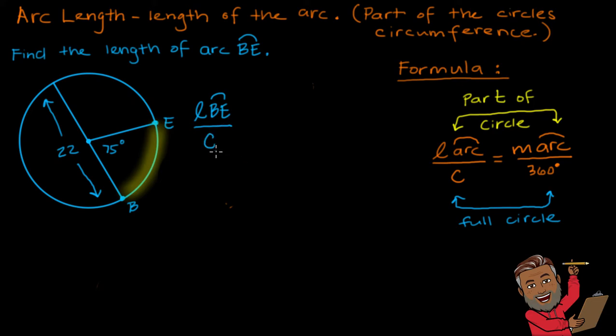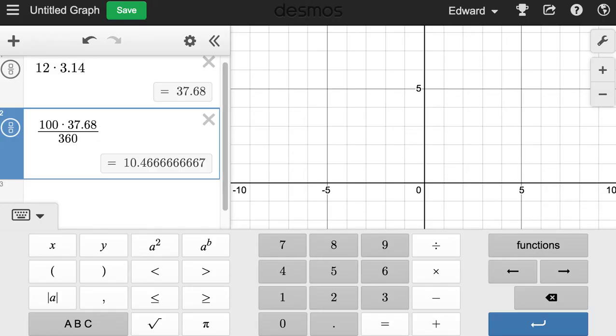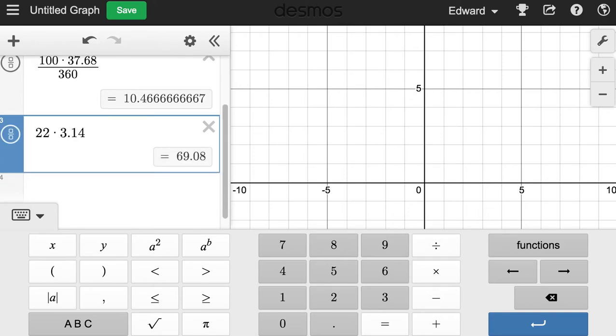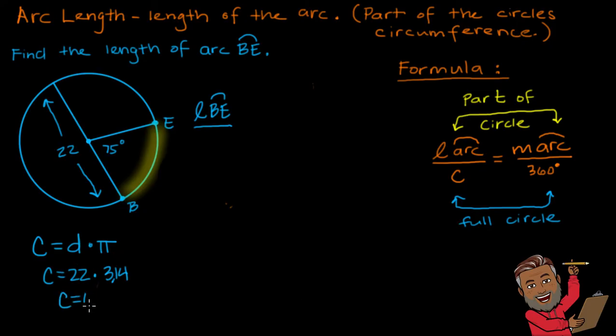Unfortunately, I don't know what the circumference is. So what I'm going to do is I'm going to take the circumference and I'm going to actually calculate it. So if you recall, circumference is equal to diameter times pi. Now the diameter in this problem is 22, so I'm just going to say that the circumference is 22 times pi, or 22 times 3.14. We bust out our Desmos and we type in 22 times 3.14. And we come up with 69.08. So that's what we're going to write in. Our circumference is 69.08. So we take that and we write it in for the entire circumference of the circle.